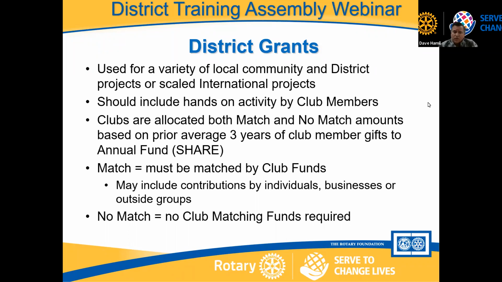No match. I don't want to say they're free money, but the club does not have to come up with any matching funds to be able to utilize those funds. They are your funds. You can use them pretty much for whatever you want to do on a district grant project.